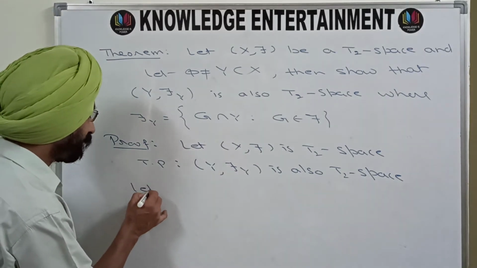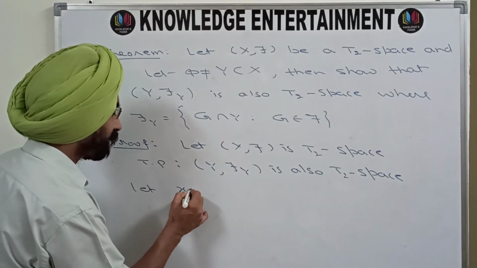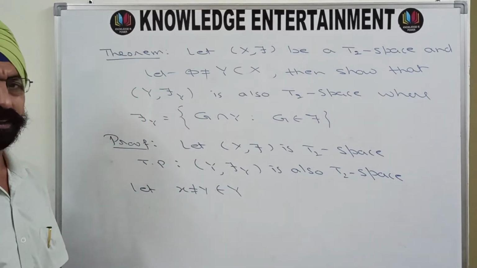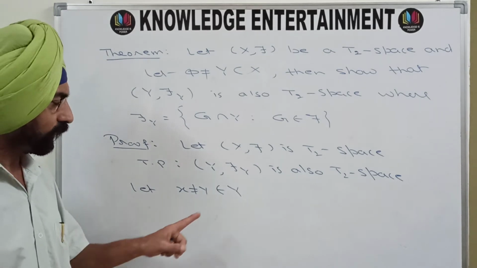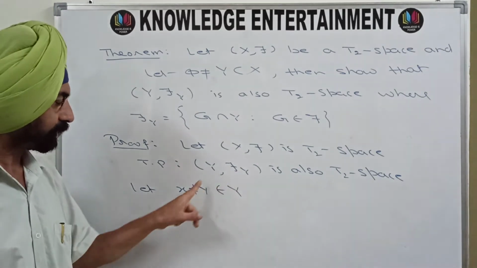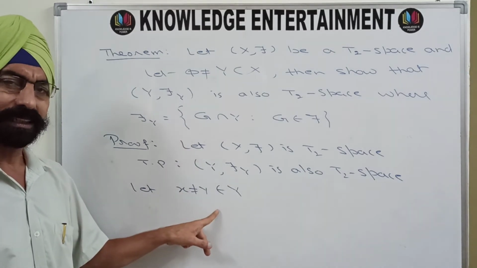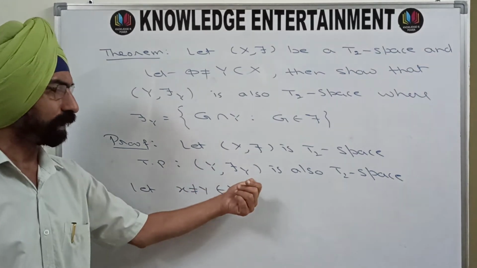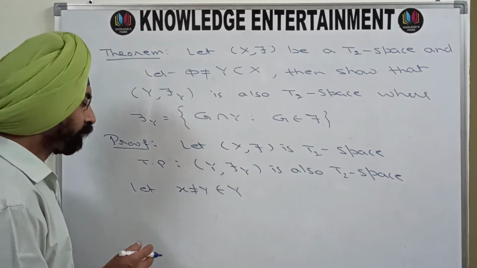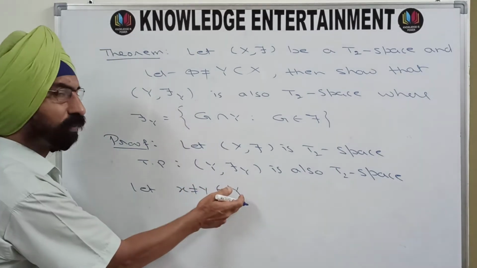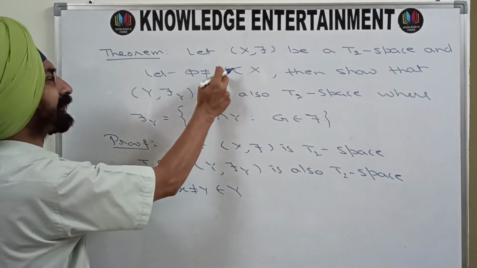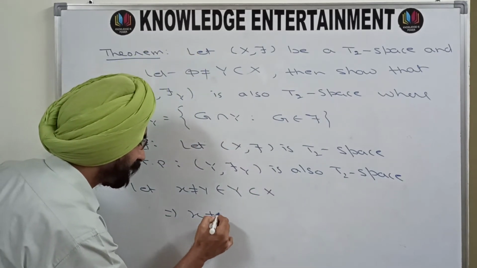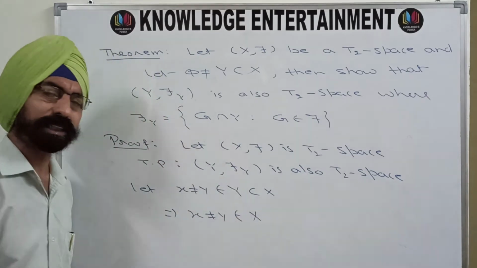Let x and y be two distinct elements of the set Y. Now what are we to prove? We are to find two open sets, tau Y open sets, one containing x, the other containing y, and the two open sets must be disjoint, and that will make the topological space Y tau Y a T2 space. Now x and y are distinct elements of Y, but Y is a subset of X. So this means x and y are distinct elements of X also.